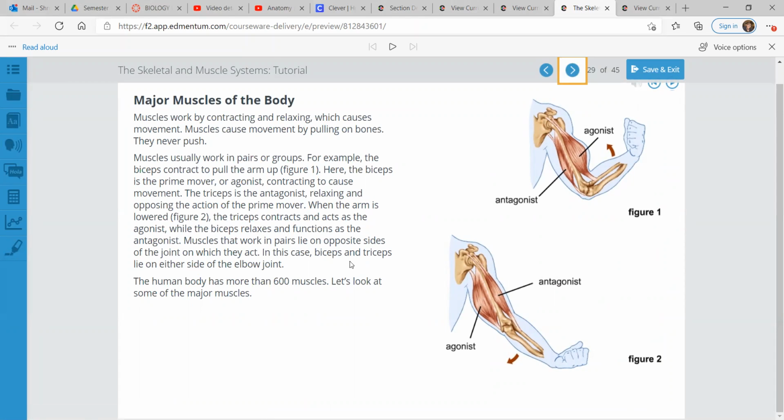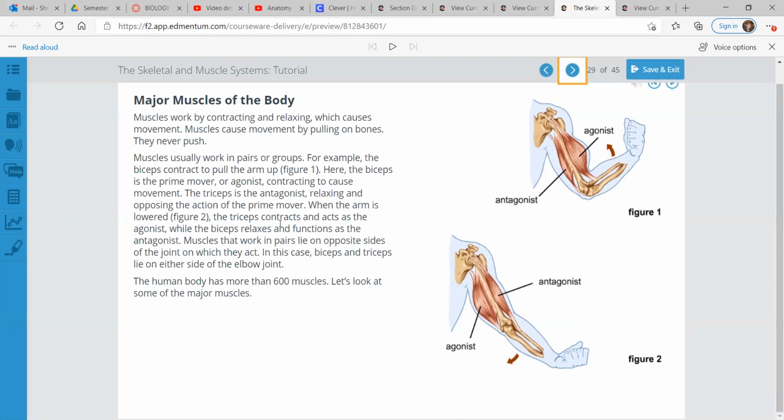Muscles work by contracting and relaxing, which causes movement. Muscles cause movement by pulling on bones. They never push. They're always pulling certain bones away from other parts of the body. Muscles usually work in pairs or groups. For example, you have your biceps contracting to pull your arm up. Here, the biceps is the prime mover or agonist, contracting to cause movement. Then you have your triceps.